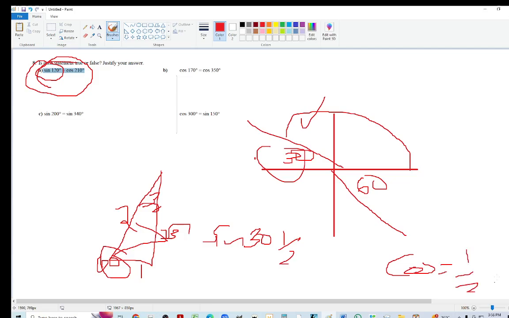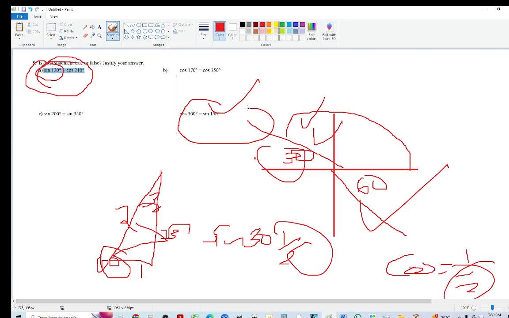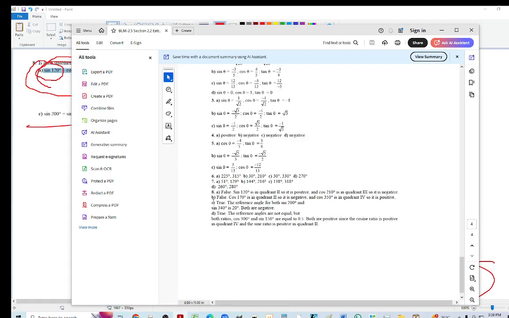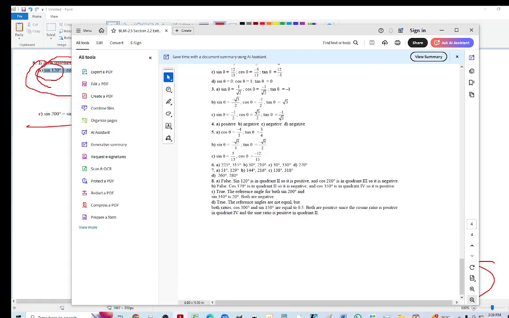Since they both have the same numerical value and they will both fall in a positive zone, they are equal. That's the only one that's equal, and we've justified our answer. And that's it. There you go. That's how you do those. You always do these things the same way. It's just learning when it's true and when it's not. So there's the justification there.